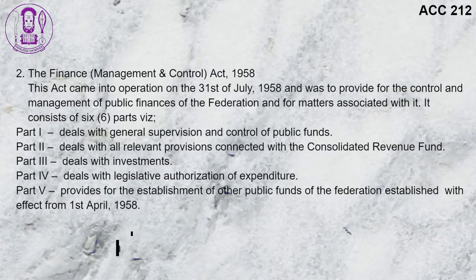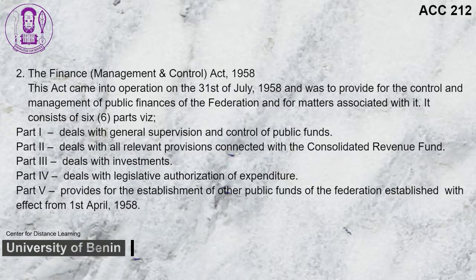2. The Finance, Management and Control Act, 1958. This act came into operation on the 31st of July, 1958, and was to provide for the control and management of public finances of the Federation and for matters associated with it. It consists of six parts viz. Part 1, deals with general supervision and control of public funds. Part 2, deals with all relevant provisions connected with the Consolidated Revenue Fund.